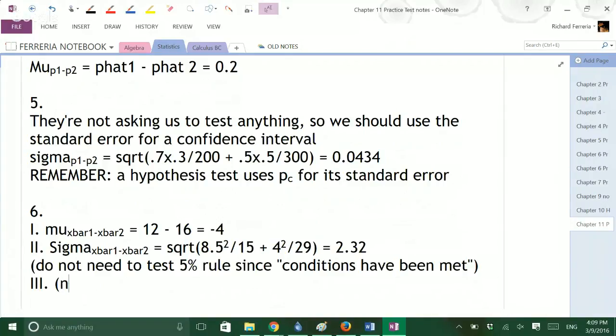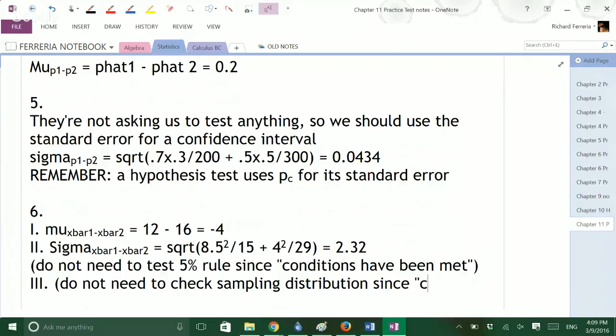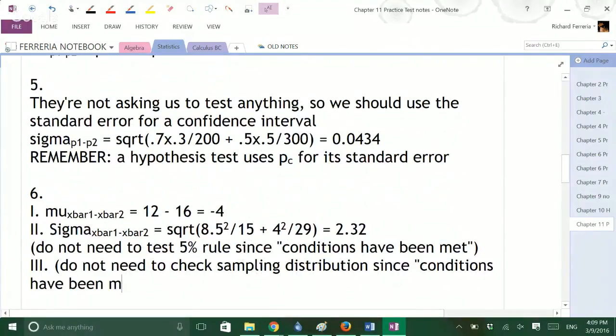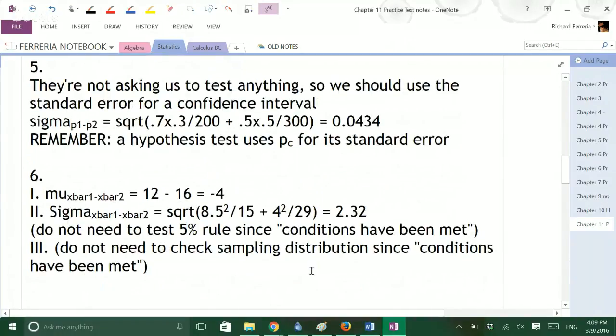Do not need to check sampling distribution, since conditions have been met. You can state that on the test. No, that's just for you reading the notes.